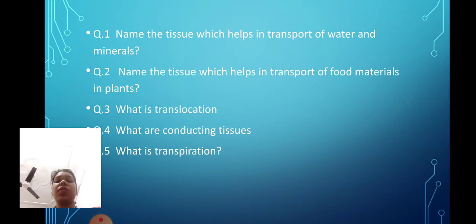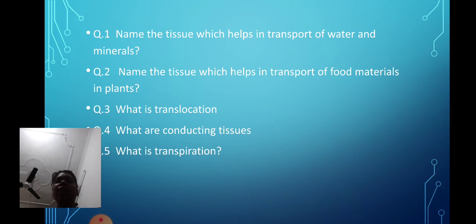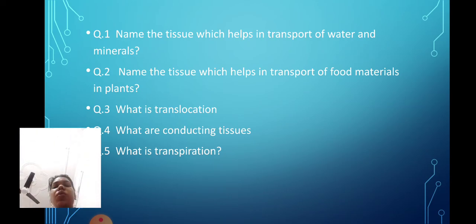What is translocation? Yes, the process of transferring food from leaves to other parts is called translocation. What are conducting tissues? Xylem and phloem together are called conducting tissues. What is transpiration? The process of evaporation of water through the stomata present on the surface of the leaves is called transpiration.